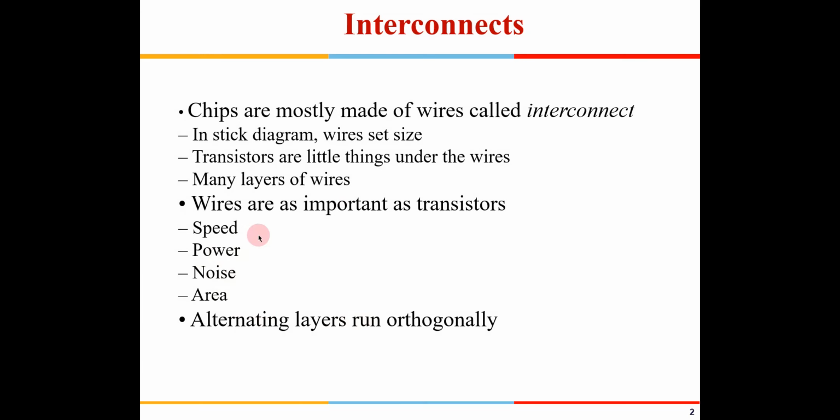One thing is that alternating layers of metal are generally run orthogonally. Orthogonally means at 90 degrees, so that there is the least amount of capacitive coupling, because if you have two metal layers running exactly one below the other, the capacitive coupling will be greater. So between two adjacent metal layers, we try to run them orthogonally, at 90 degrees, to minimize the capacitance between those two layers.